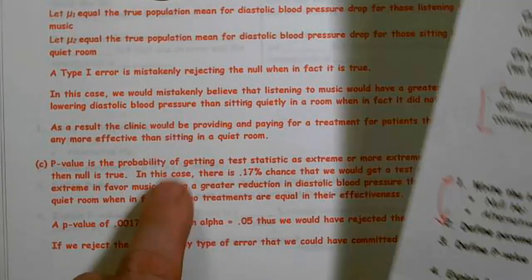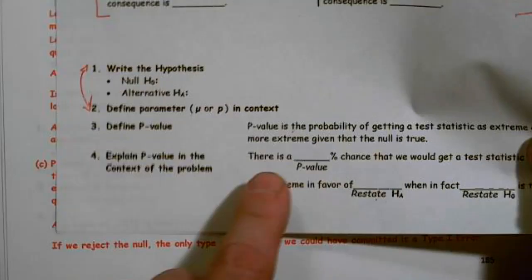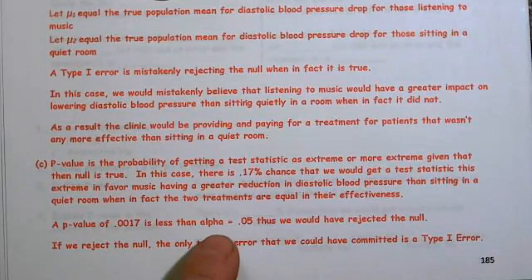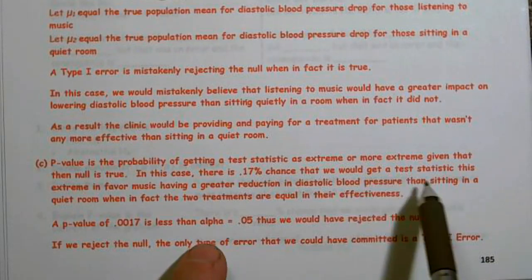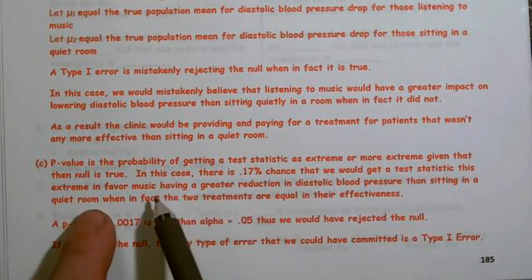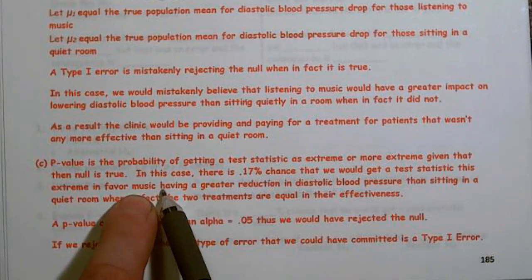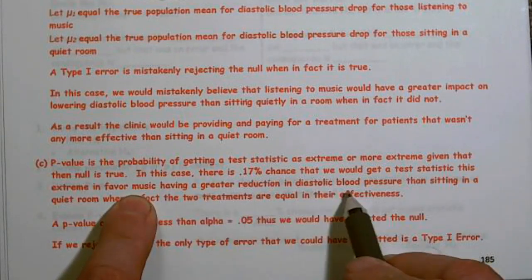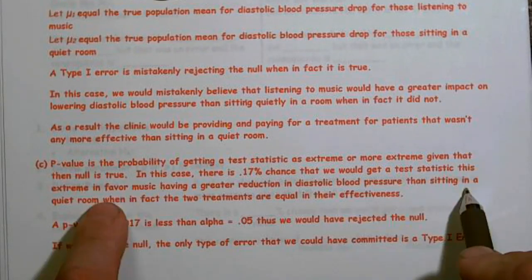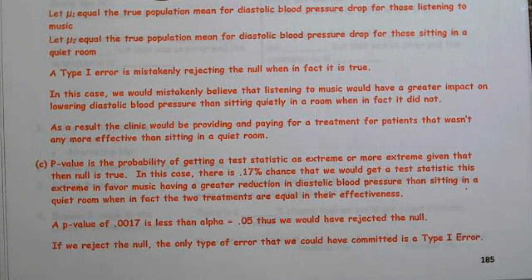Now we need to put it in context. There is a blank percent chance. There is a 0.17% chance that we would get a test statistic this extreme in favor of music. This is coming from our alternative, having a greater reduction in diastolic blood pressure than sitting in a quiet room, when in fact the two treatments are equal in their effectiveness.